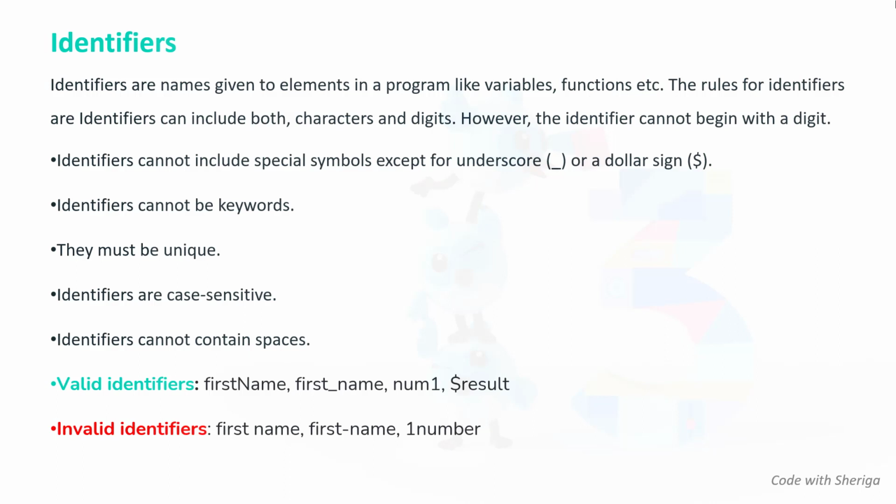Some valid identifiers: you can decide to go with camel case, or you can decide to start with a dollar sign, but you cannot start with a number. If you start your identifier with a number, it will result in an error. If you decide to bring a space in between your identifier, it will result in an error. If you decide to bring a hyphen in between your identifier, it will result in an error. So these are the things we need to take note of in naming our identifiers.